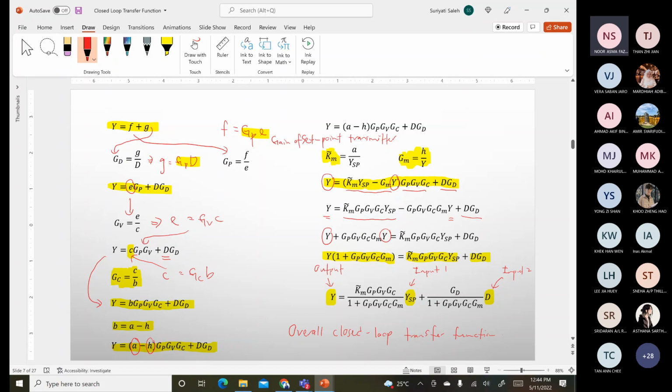Any question? Doctor, may I ask about the diagram, how we can identify the symbol of the plus minus? Because I am still confused about it. Okay, sure. Thank you.